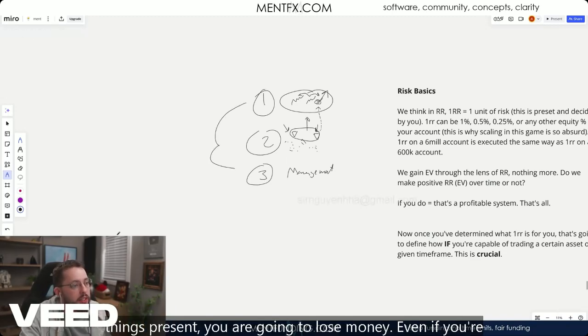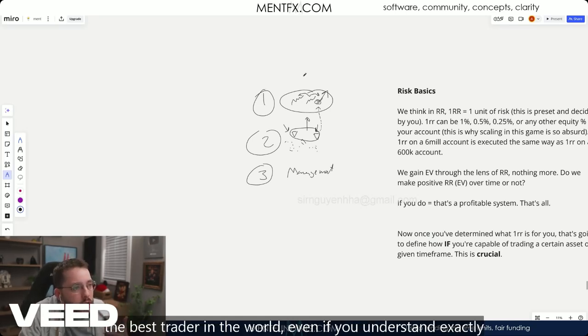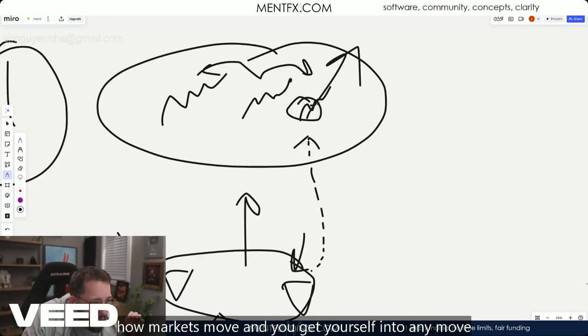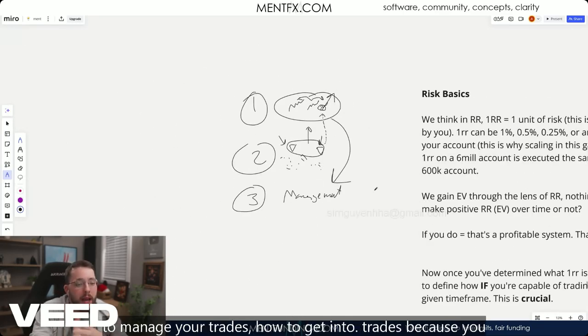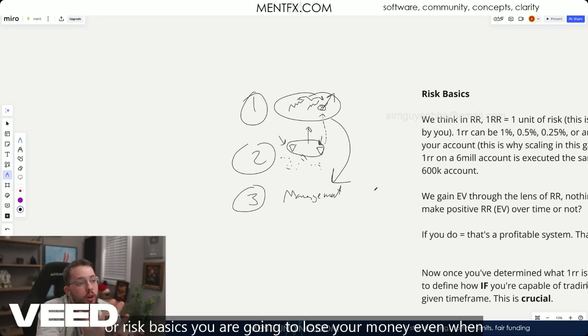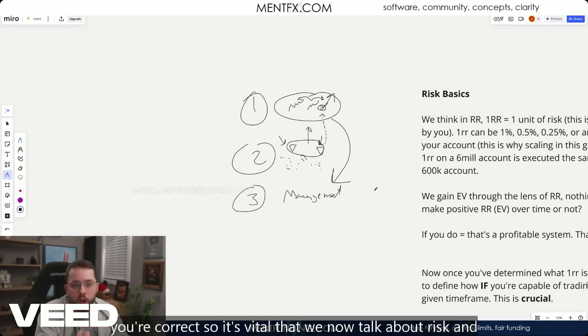Without all three of these things present, you are going to lose money. Even if you're the best trader in the world, even if you understand exactly how markets move and you get yourself into any move perfectly, if you don't have a proper understanding of how to manage your trades, how to get into trades, because you don't have a good understanding of risk or risk management or risk basics, you are going to lose your money even when you're correct.